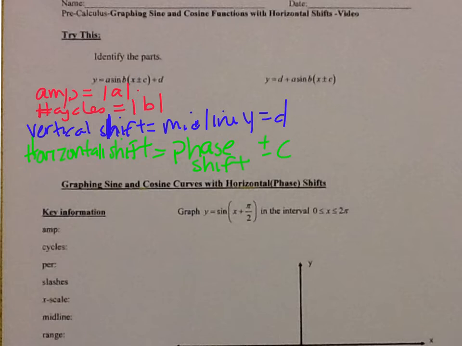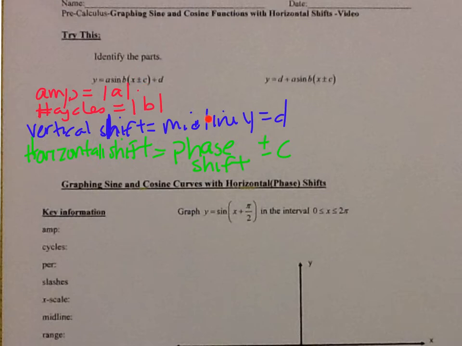Okay, so your vertical shift is up and down, your horizontal shift is left and right, which should make sense with transformations. When we're adding or subtracting something from your y value, it's going to move it up or down. When I'm adding or subtracting something from your x value, it's going to move left and right. And remember, this will move opposite the way you think it moves.